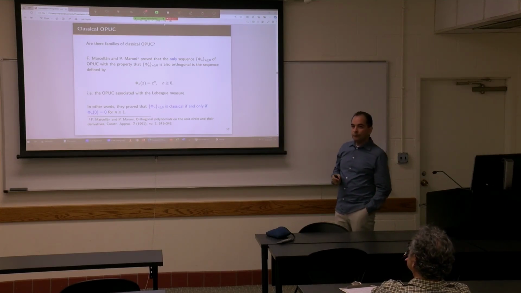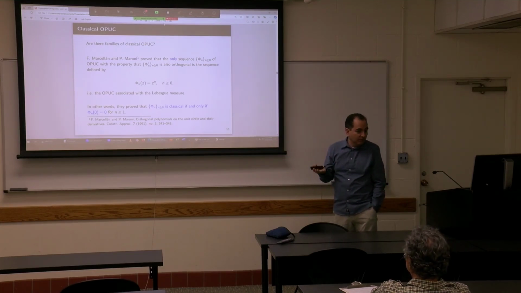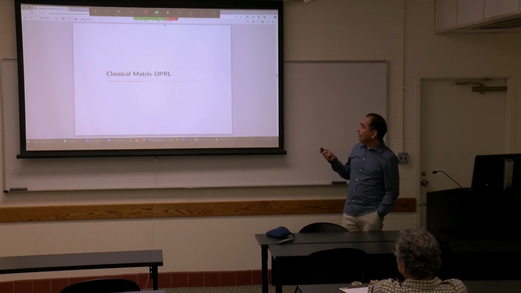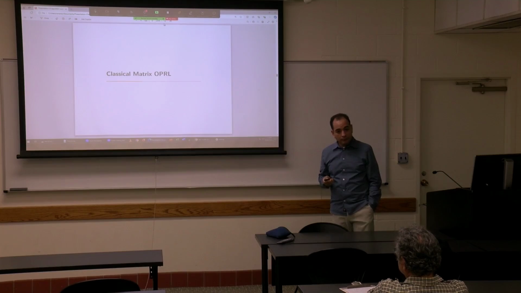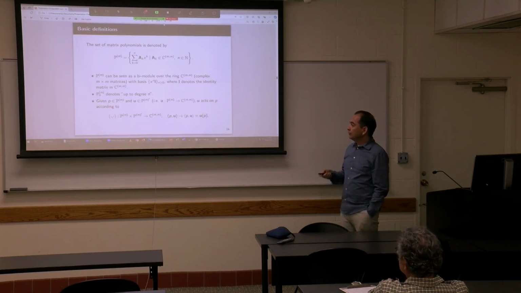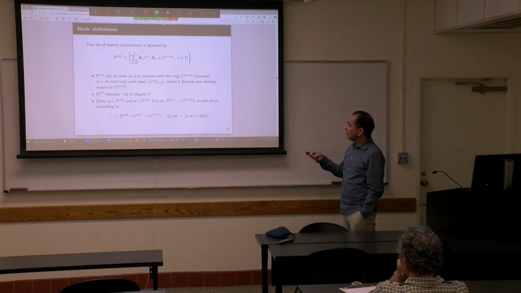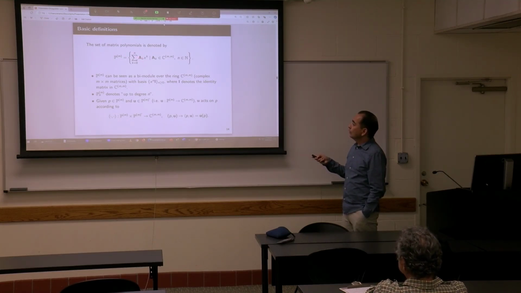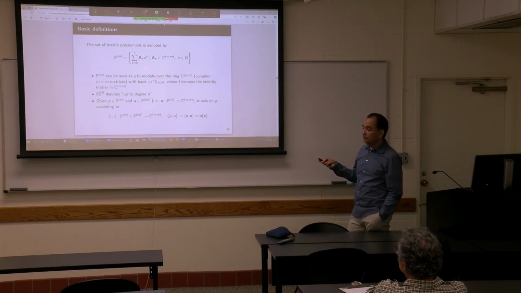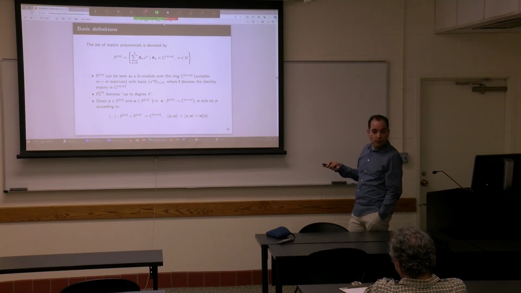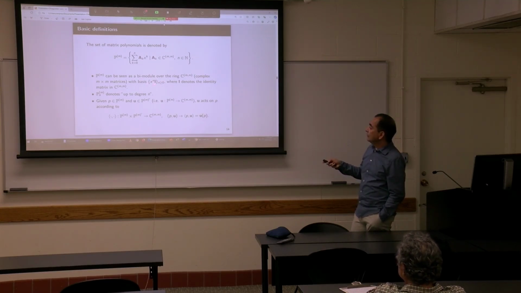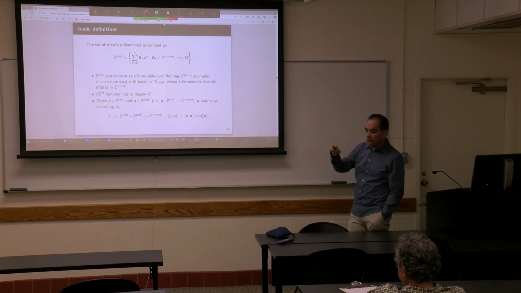And now, we're going to extend the question to what happens in the matrix case. So we first consider classical matrix polynomials on the real line. And now, just some definitions. We consider the space of matrix polynomials, which are polynomials such that the coefficients are matrices. Of course, square matrices, complex in general. This space can be seen as a bimodule over the ring of complex matrices. This is a basis of that bimodule, right? This is the identity matrix of that size. Of course, when I put this subindex n, that means up to degree n, right?